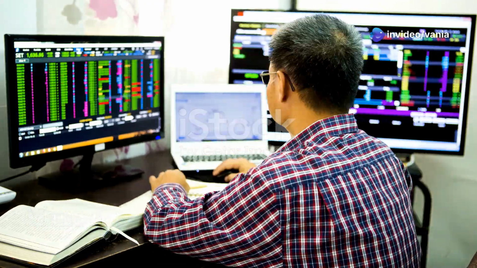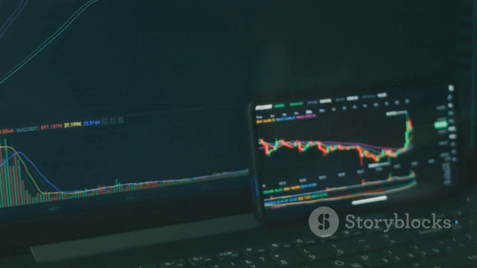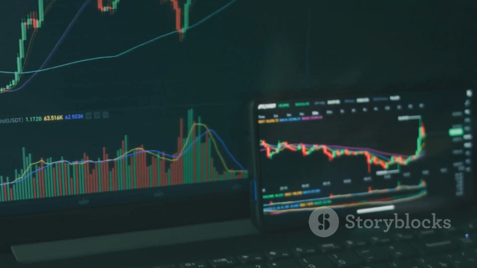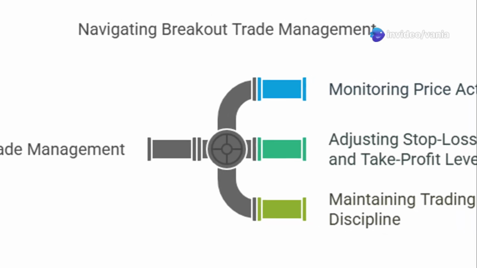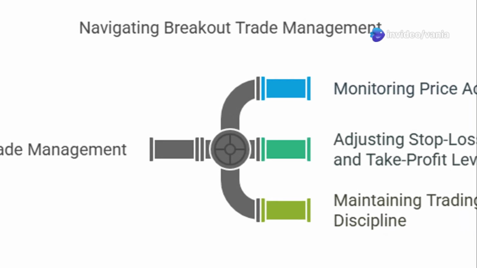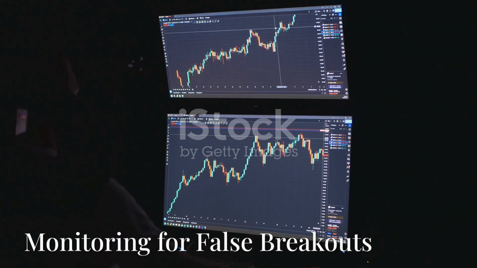Once a breakout trade is executed, the work is far from over. Proper trade management is crucial to maximizing profits and minimizing losses. This involves monitoring price action for potential false breakouts, adjusting stop loss and take profit levels, and maintaining discipline by sticking to the trading plan.